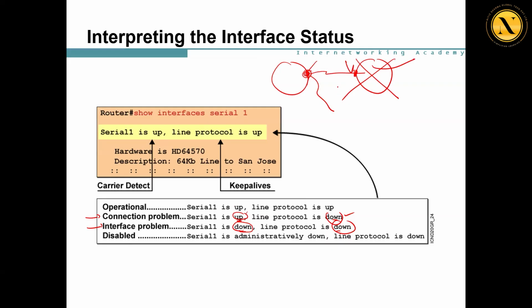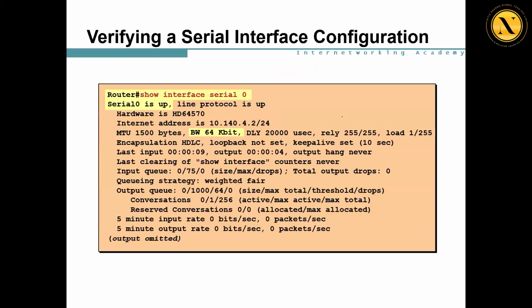Okay. Down and down. Connection problem, up and down, I told you. In the olden days, with serial ports, one end could have been HDLC and the other end also HDLC, then both of them would have been up and up. But if somebody changes it to PPP or Frame Relay, then both of them will be up and down. So anyway, communication will not happen.